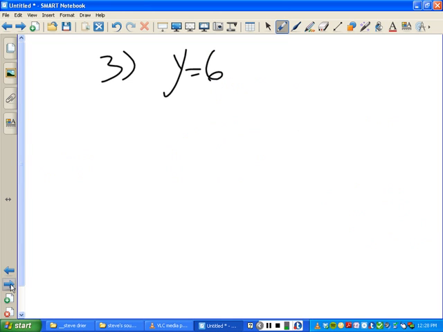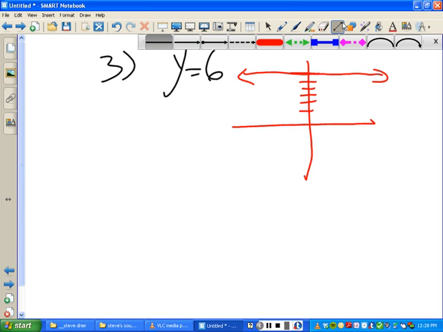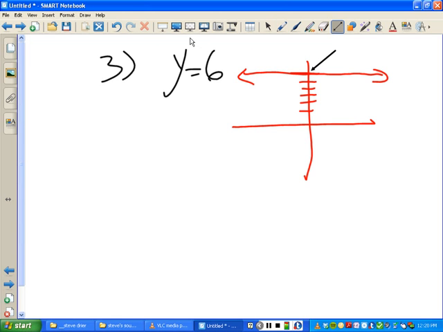For this one, y equals 6. What does y equals 6 look like? Yes, it is a graph. It's a horizontal line. Okay. Now, where is it across the y-axis? It crosses the y-axis there. So where is that? So the y-intercept is 0, 6.